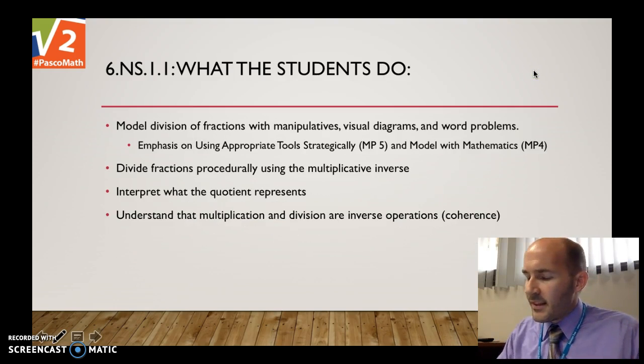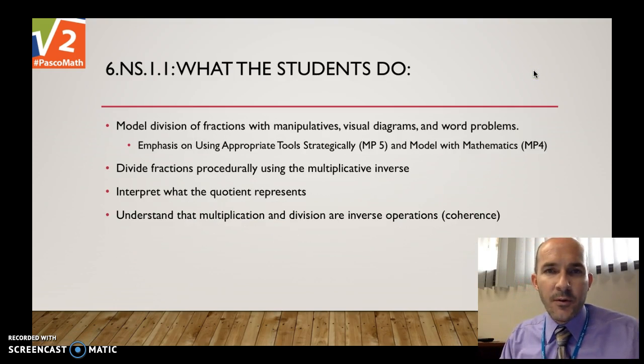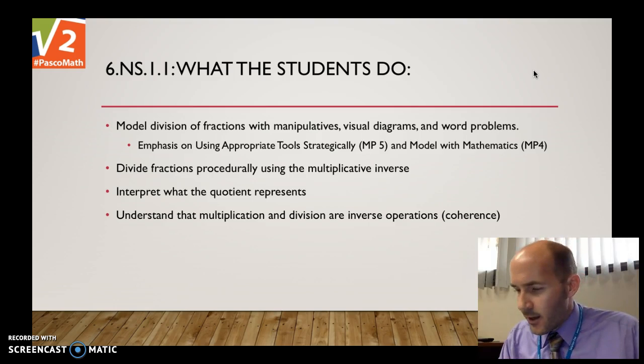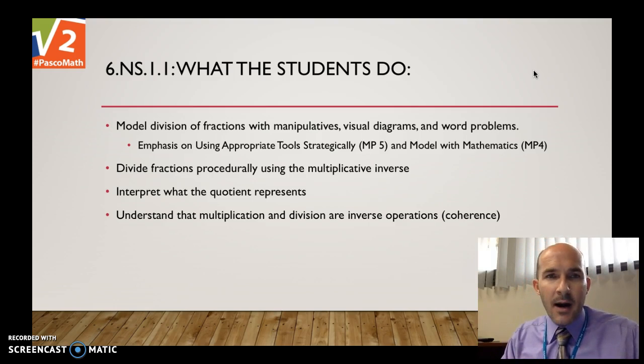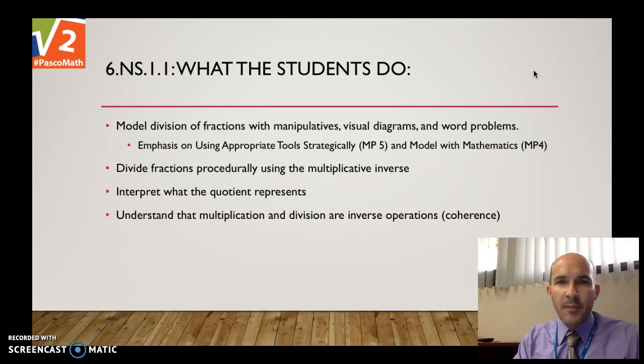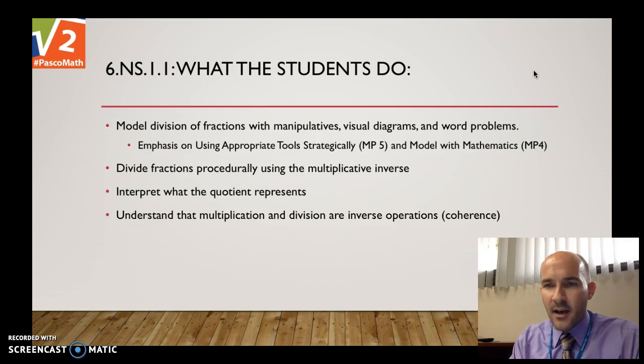Now that we know what the teacher does, I want to move into knowing a little bit more about what the students should be doing. The first thing is they should be modeling the division of fractions with manipulatives, visual diagrams, and word problems. They definitely should be hands-on with this, really engaging in the math, which leads me to the standards for mathematical practice. We really should emphasize using appropriate tools strategically, number 5, and also model with mathematics, number 4. Try to use as many problems that have context. That definitely helps students make sense of the mathematics.